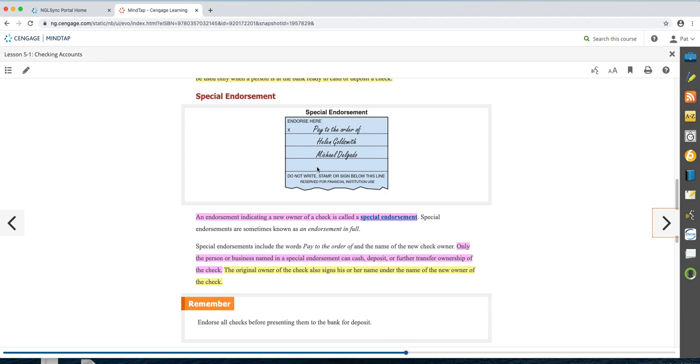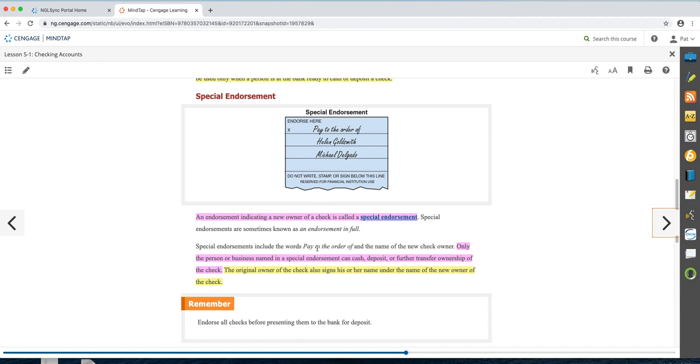Now you can do things like Venmo. You just say, hey, here's $10, and then you Venmo it. There are different ways of transferring money. But for our purposes, for accounting, we're just talking about learning these endorsements. The special endorsement is transferring new ownership of the check. It's written to me, but I'm signing it over to Helen Goldsmith.